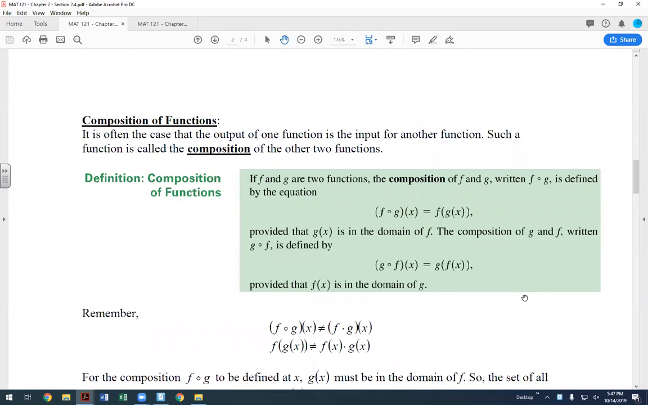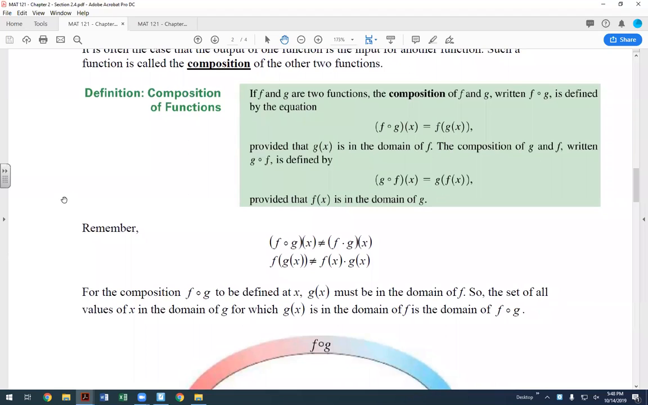Now, the other important thing that we have to work with when we're doing these compositions is we have to make sure that the results that we get from the inside functions are actually going to be in the domain of the outside function, because if you end up getting an answer which is not part of the outside function's domain, you won't be able to evaluate anything at those values. So that's why it's important to make sure the results will be inside of our domain here.